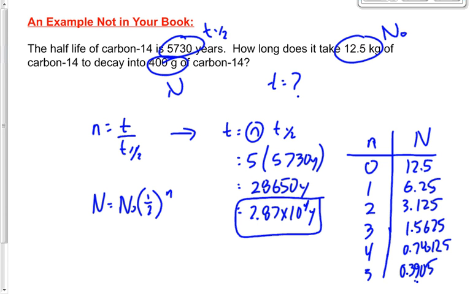I'm sorry? Why do I go up to 0.4? Well, 400 grams is 0.4 kilograms, right? So I want to go from 12.5 down to 0.4 kilograms. So I kept dividing by 2 until I get down to 0.4 kilograms, my final amount. And we saw that I had to divide by 2 5 times, so 5 half-lives.